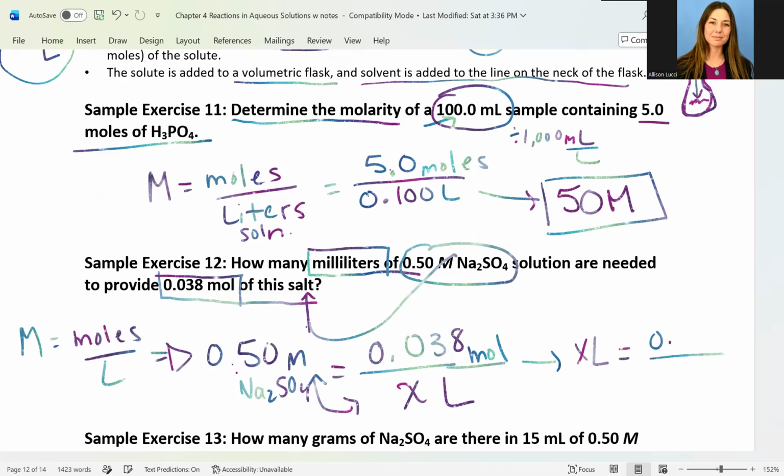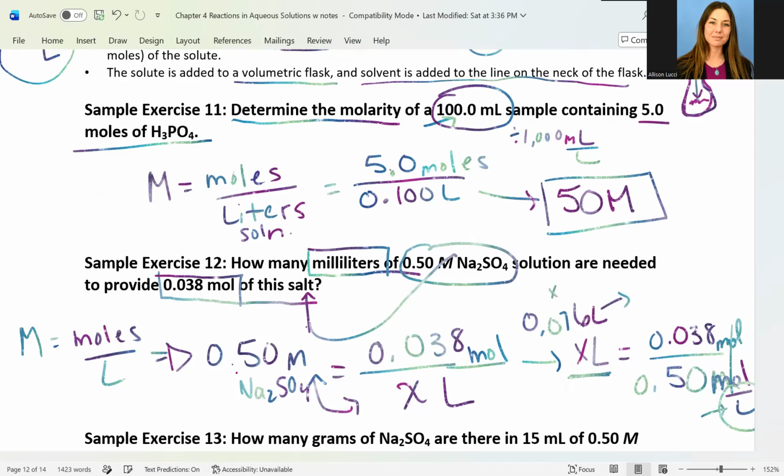And then I'm going to end up taking 0.038 moles, dividing that by my target concentration of 0.50. We know that this is moles per liter. So the moles will cancel, and the liters in the denominator of my denominator will be my final unit. So I just divide 0.038 by 0.5, and my answer is in liters, so 0.076 liters. After I convert by multiplying now by 1,000, I'm going to see that that's 76 milliliters.